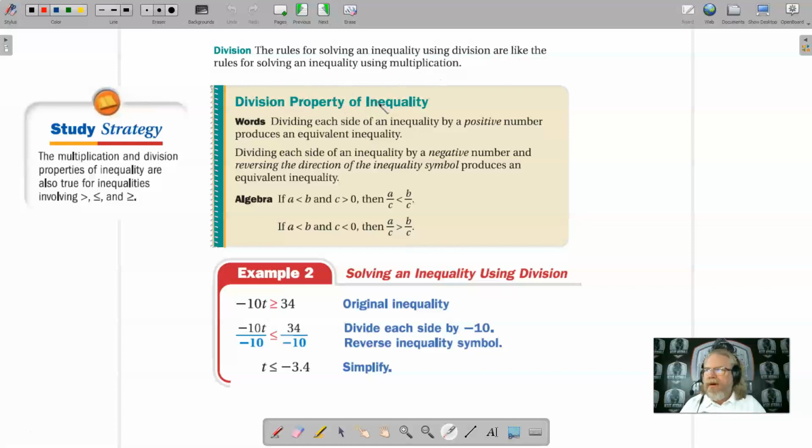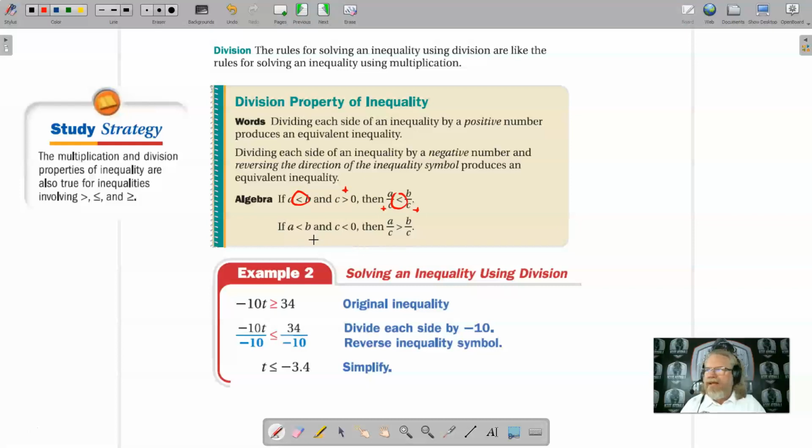Division property of inequality. In words, we say dividing each side of an inequality by a positive number produces an equivalent inequality. Dividing each side of an inequality by a negative number and reversing the direction of the inequality symbol produces an equivalent inequality. So like we had on the last example here, a is less than b, and if c is greater than 0, that is to say it's a positive number, then dividing both sides by a positive number is going to keep the sign the same.